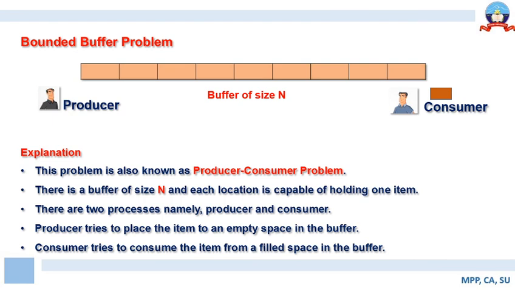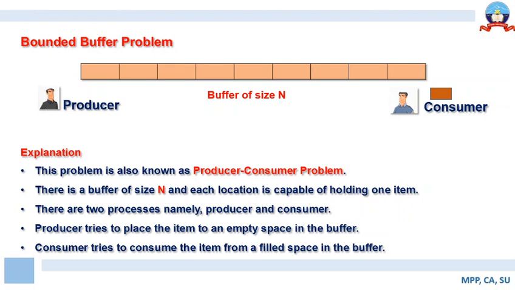Now let us go through a detailed explanation of the bounded buffer problem. The bounded buffer problem is also known as the producer-consumer problem. Here there is a buffer of size n, and each location in the buffer is capable of holding one item. There are two processes, namely producer and consumer.